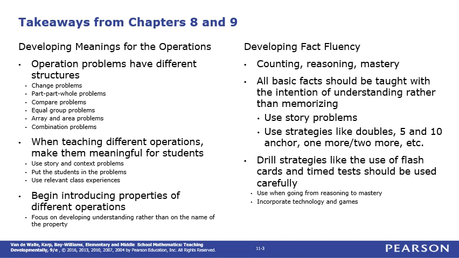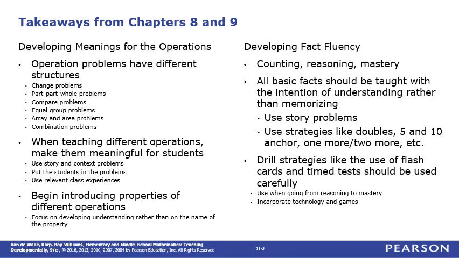And then also, it's important to begin introducing the properties of the different operations. For example, like the commutative property, where the order of addition of the numbers doesn't matter, or the associative property. And it's important that we just help our students start to understand how the numbers work in that way, but not to get fixated on the name of the property itself.